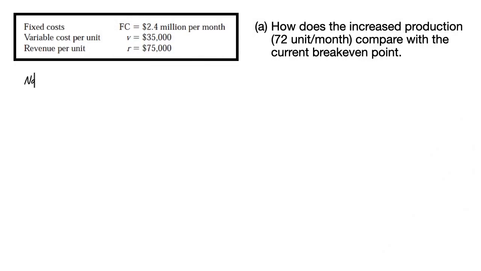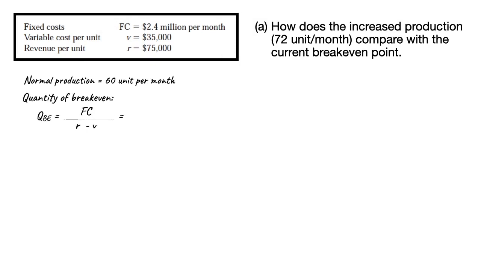Let us first consider the rate for the normal production, which is 60 units per month. The quantity at break-even can be calculated by this equation. We know our fixed cost is 2.4 million, the R, or the revenue per unit, is $75,000, and the V, or the variable cost per unit, is $35,000. We substitute all those values in our formula and we get a quantity at break-even of 60 units per month. The normal production is 60 units per month, so we can say that during the first month, the company has reached its break-even point, meaning that in the second month, they start to make a profit.